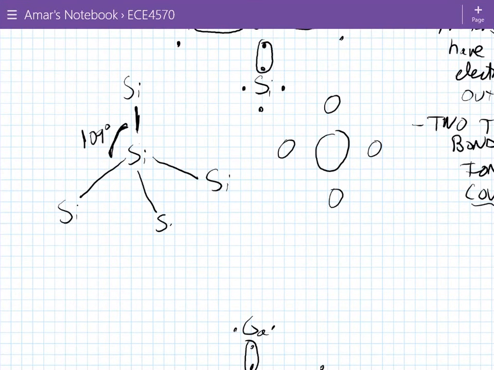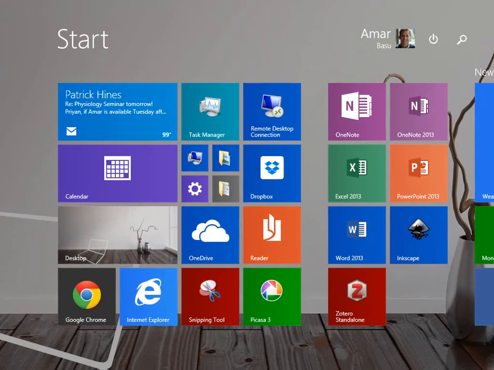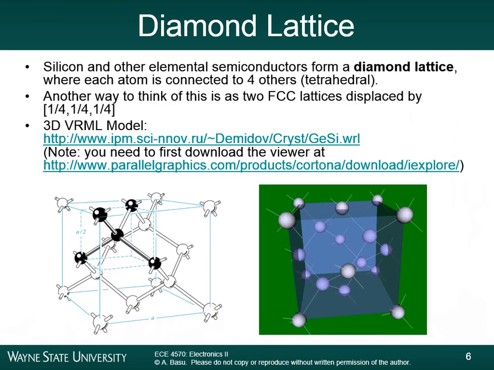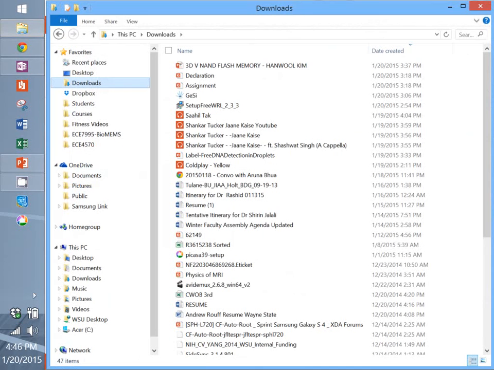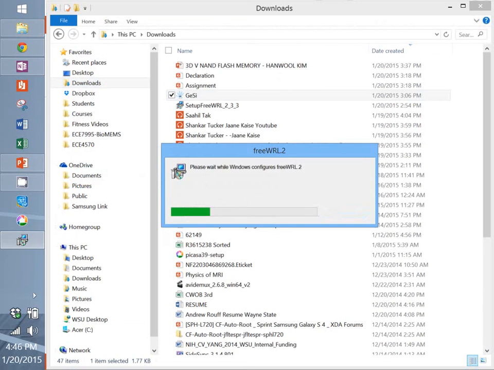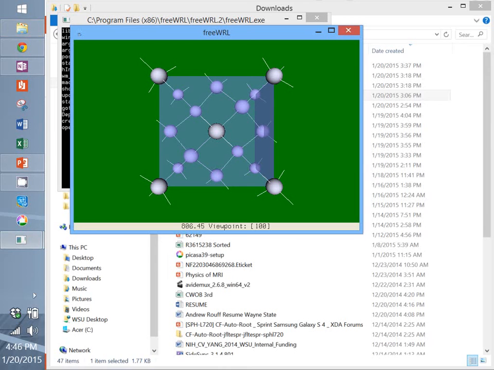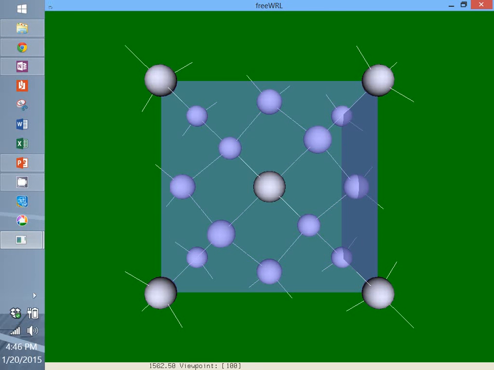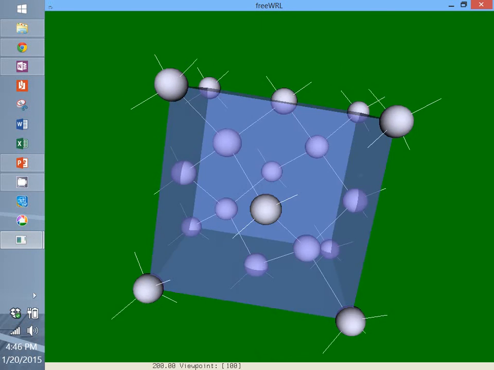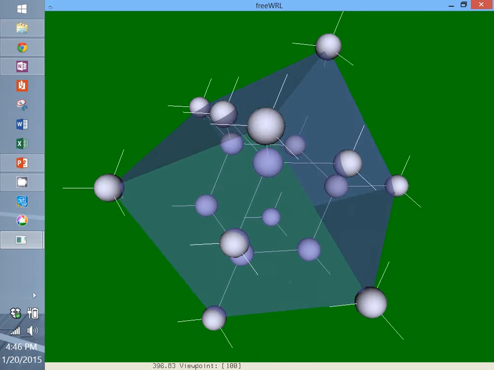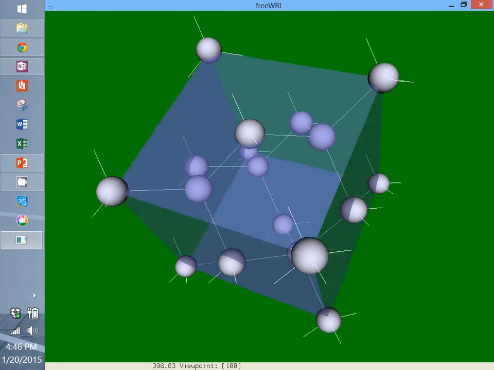So I just downloaded this software today, so let's see if it works. There we go. Cool. All right. So this software is called FreeWRL. You can download it, install it on your computers, and you can also play with these lattices if it's helpful for you. Some of you may get it right away, and for some of you, you may need to actually open the software up, move it around, and just get an idea of what this thing can do, or what the atomic structure looks like.